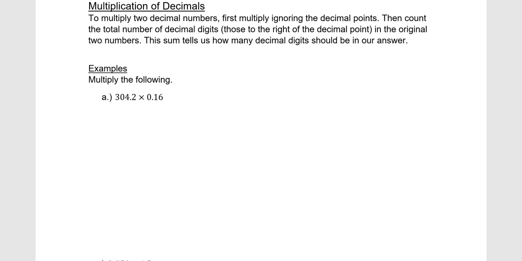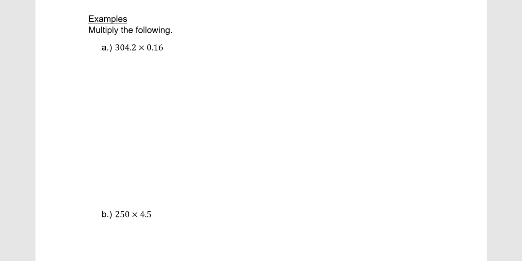So let's see this first one, 304.2 times 0.16. So first what we're going to do is ignore the decimal point.